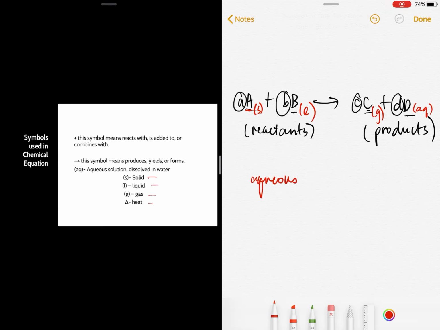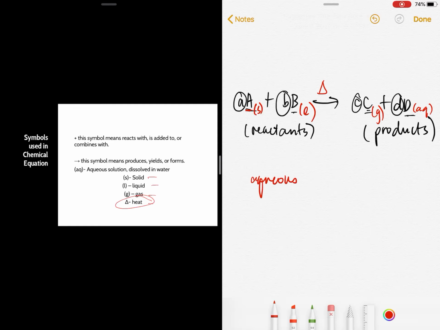So this is just a hypothetical chemical equation, no? I'm just introducing the parts to you. So I hope that is clear. So may isa pa, heat, no? So heat, these kinds of symbols, usually nilalagay yan on top of the arrow, no? To indicate that in order for the chemical reaction to proceed, heat was applied.